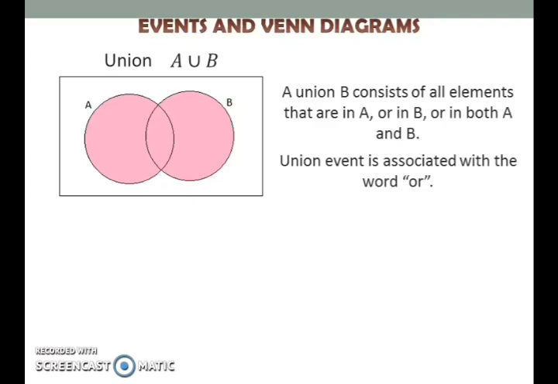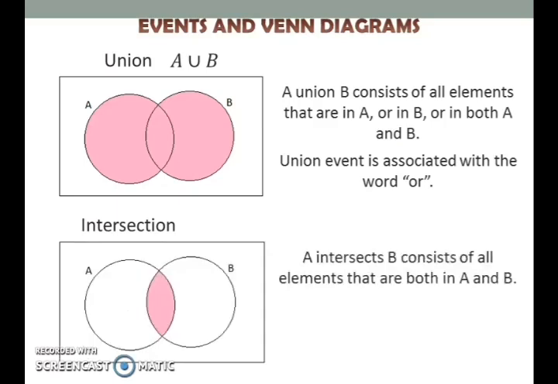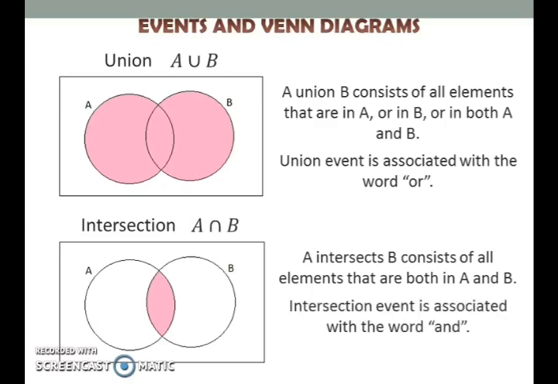The second event is intersection event. A intersects B consists of all elements that are both in A and B. Intersection event is denoted by the symbol ∩. An intersection event is associated with the word AND.